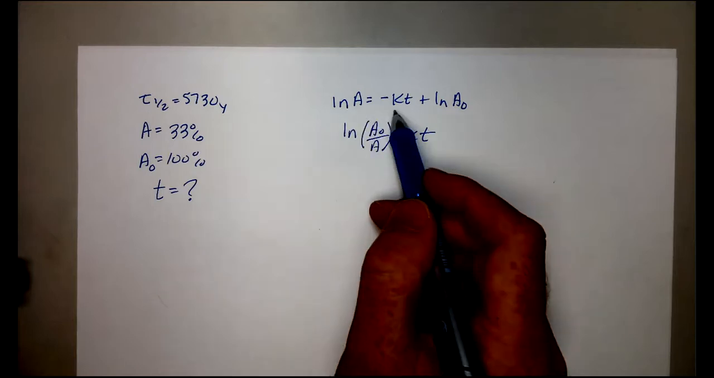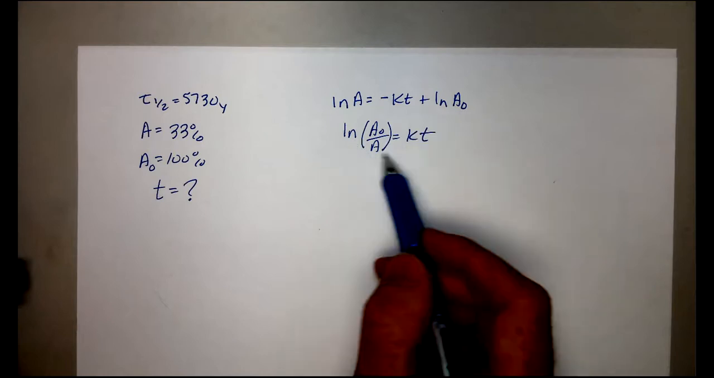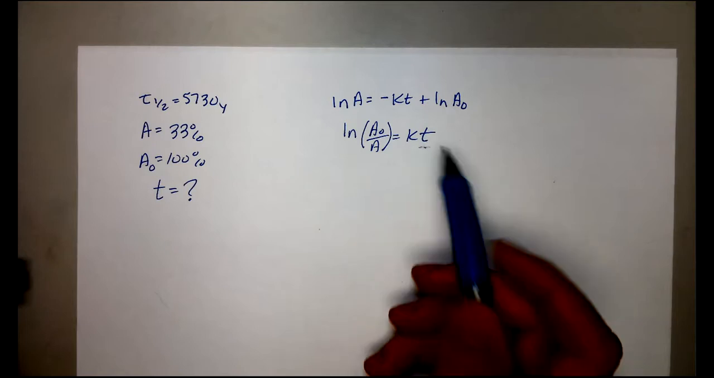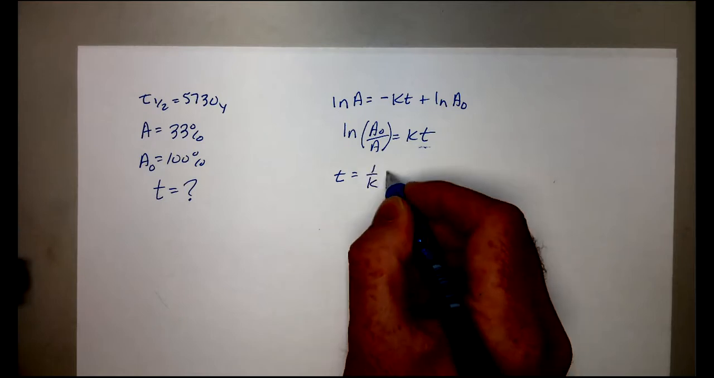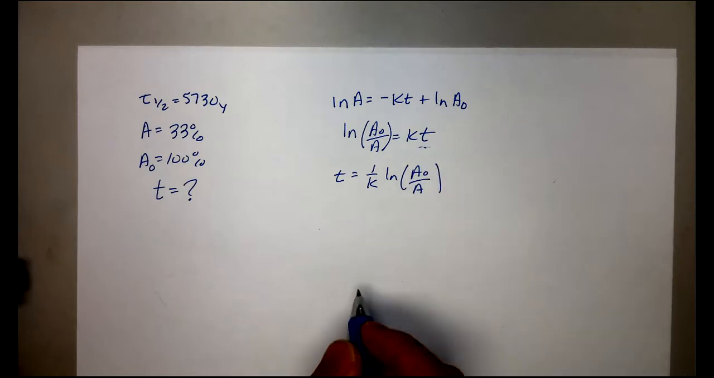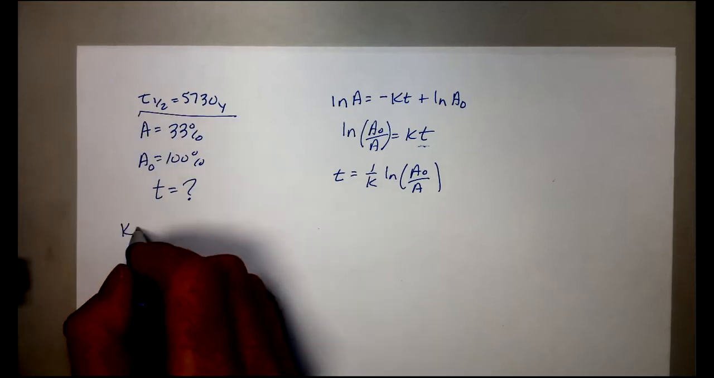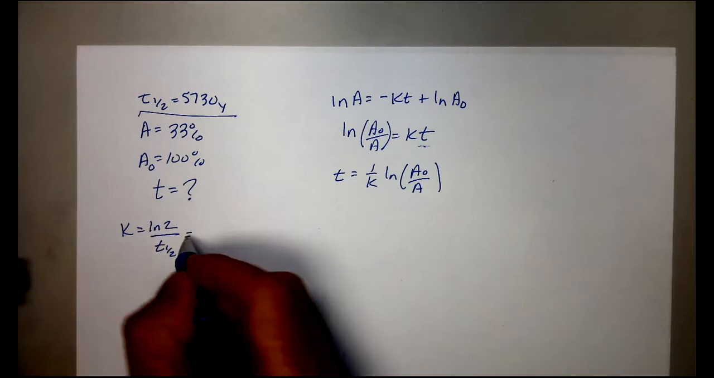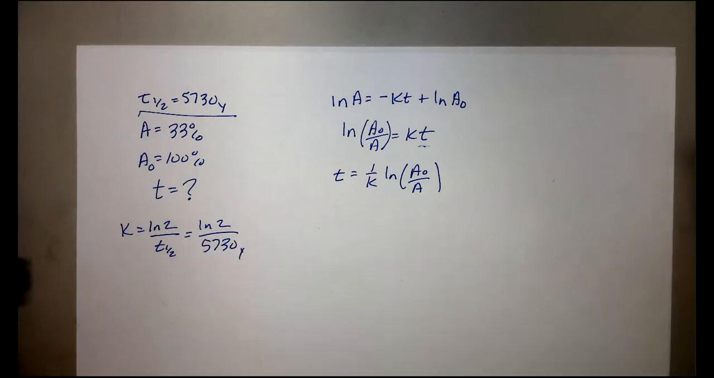We're going to start with the kinetics equation, ln A equals negative kt plus ln A0, which this chapter more conveniently arranges this way, particularly if you're wanting to solve for t. So t would equal 1 over k times ln of A0 divided by A. Before I can get to calculating that, I need to get from half-life to k. So k was equal to ln 2 divided by the half-life, or ln 2 divided by 5,730 years.